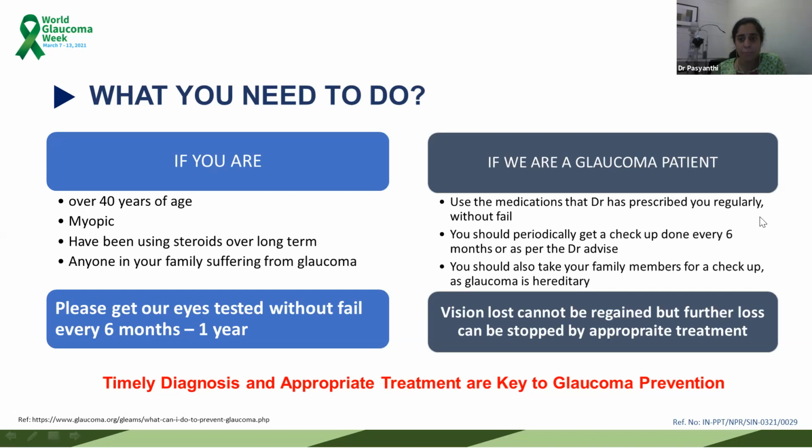And if you're already a glaucoma patient, you need to use the medications as prescribed regularly without fail. And you should periodically get checked up with your doctor to see that the pressure is under control. And also you need to take your family members to the doctor to see whether they have glaucoma, because whatever black spots or field of vision that is lost, you do not regain that back. Once it is lost, it is lost. So you need to detect it as early as possible so that the field of vision is maintained. Vision loss cannot be regained, but further loss can be stopped by medication or appropriate treatment.